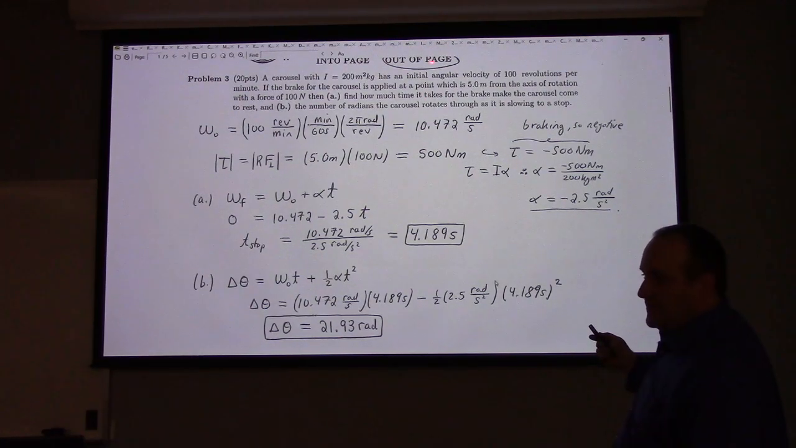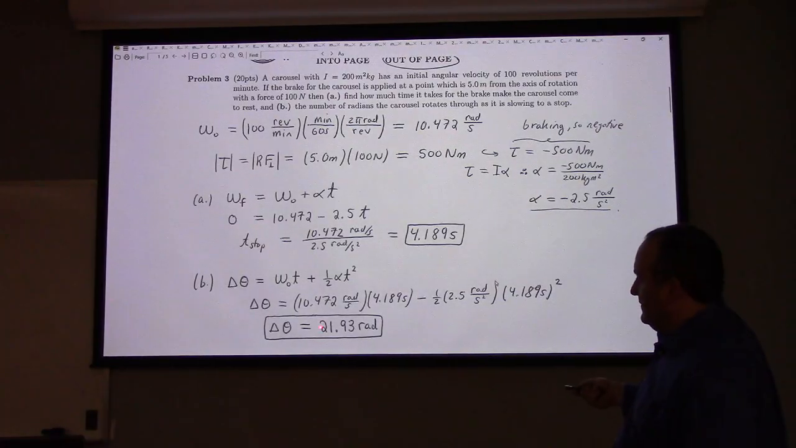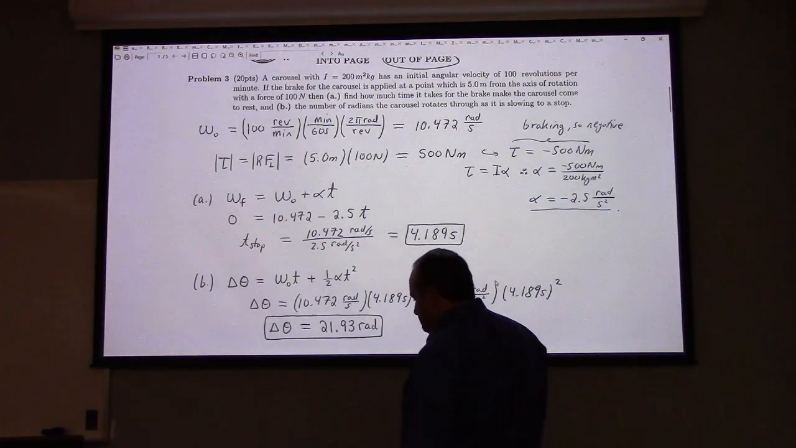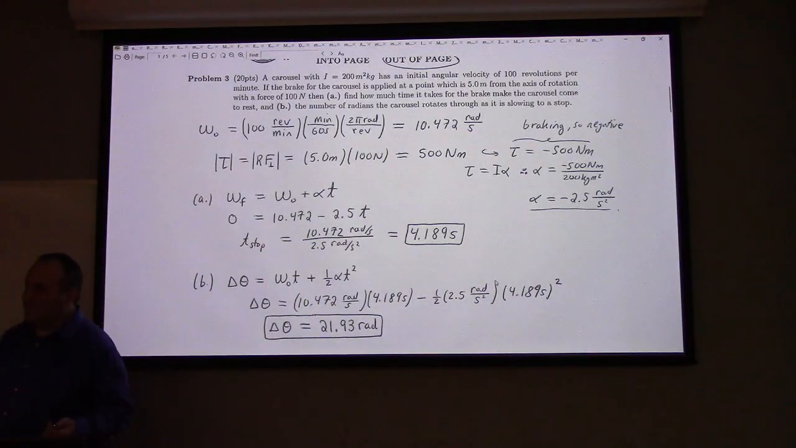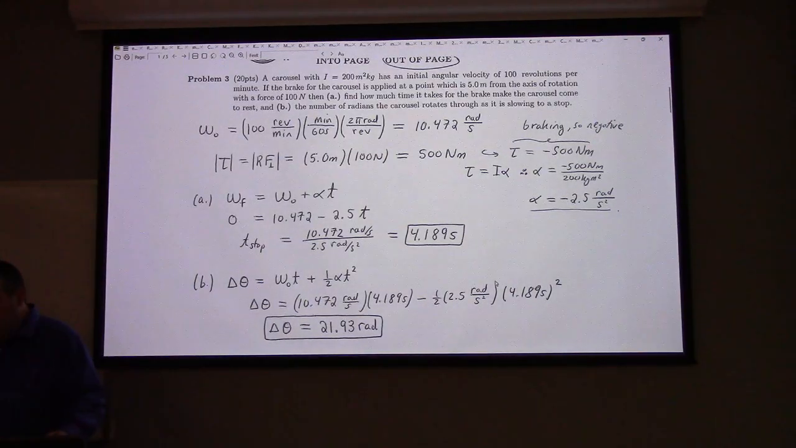Of course, you could also ask, what's the number of revolutions that the thing goes through? How would you figure that out? What would I do? Divide by 2 pi, right? So the answer is about 3-ish. Yeah.